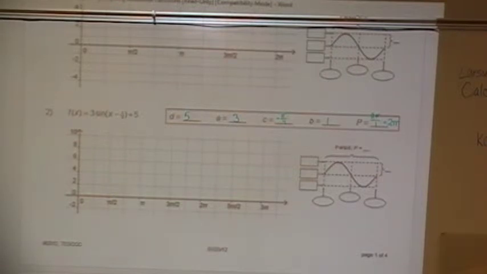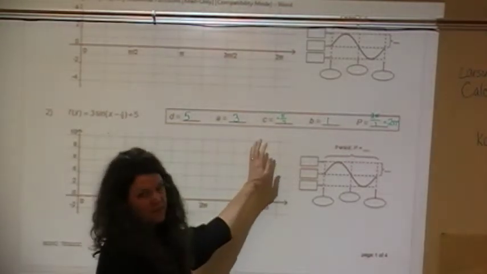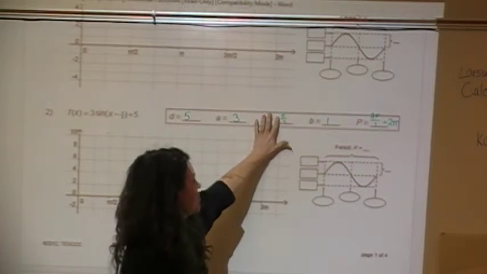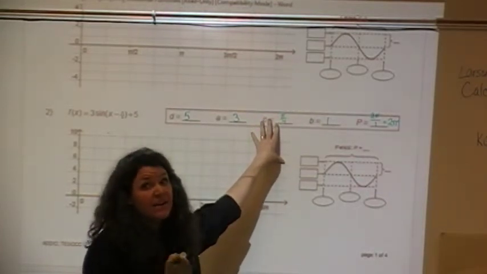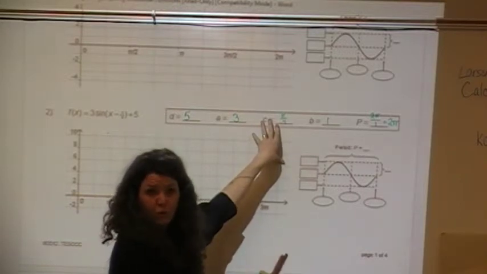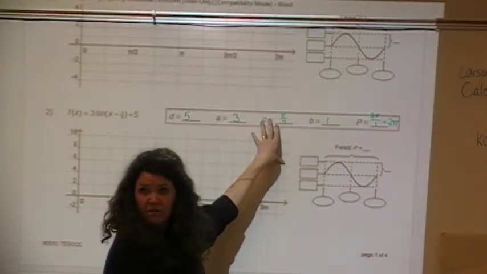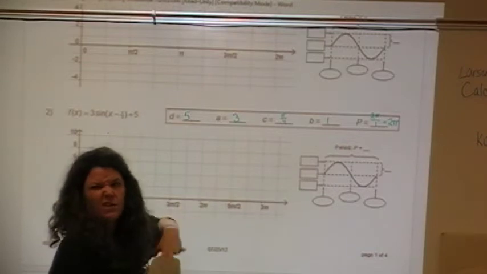I got D is 5, A is 3, C is negative pi over 4. But because it's a group of X, it does the backwards thing. So in order to keep myself straight, I am going to make it just pi over 4 up here. Because it's minus pi over 4, which means this should be shifting right, which is addition. So I'm going to erase the negative just to keep myself straight.